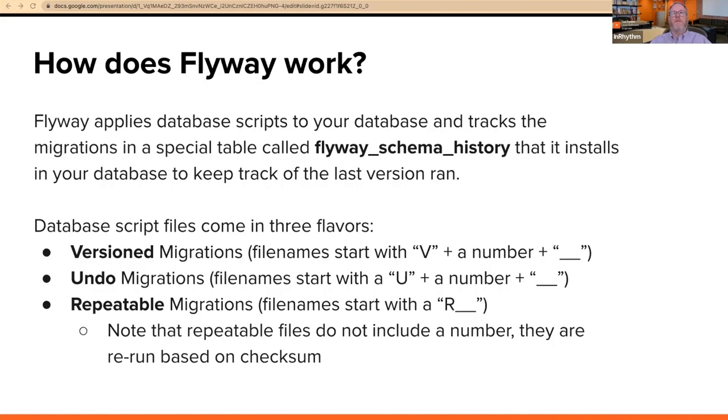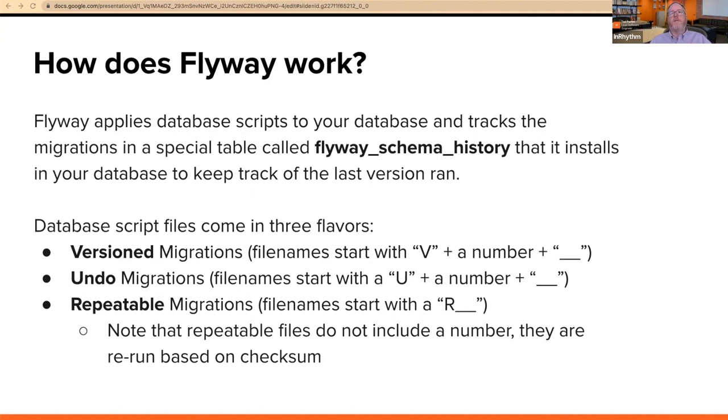So next, let's think about how this works. Effectively what happens is that when you run migrate, Flyway is going to add a table to your database if it's not there already, called flyway_schema_history. And in there, it's going to keep track of what things need to be applied to your database. So it's going to look at version files, undo files, and repeatable files.